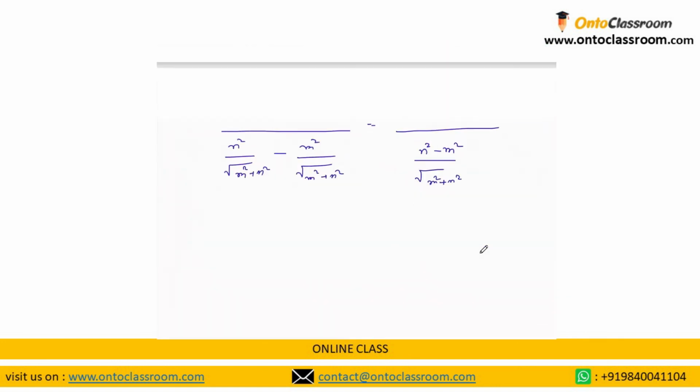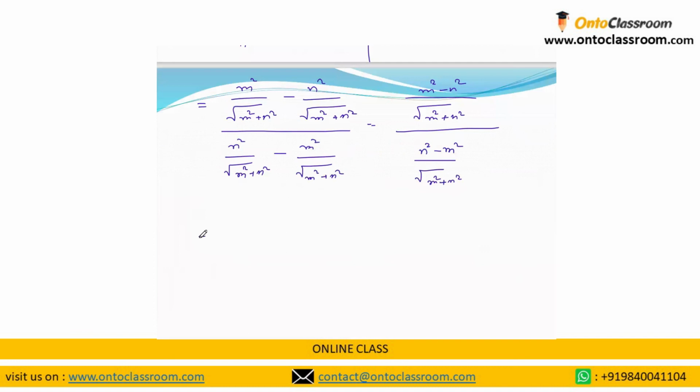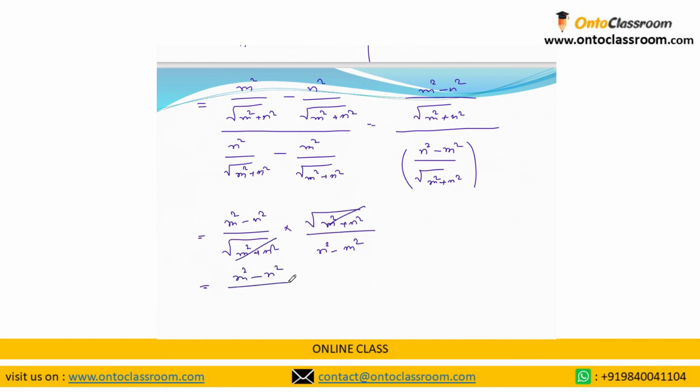Next, I will take the reciprocal upside. So the under root m square plus n square will come in reverse manner, and the under root value cancels. Then m square minus n square remains in the numerator. In the denominator I will take minus common, it will become m square minus n square, and both will be cancelled. You are getting the answer.